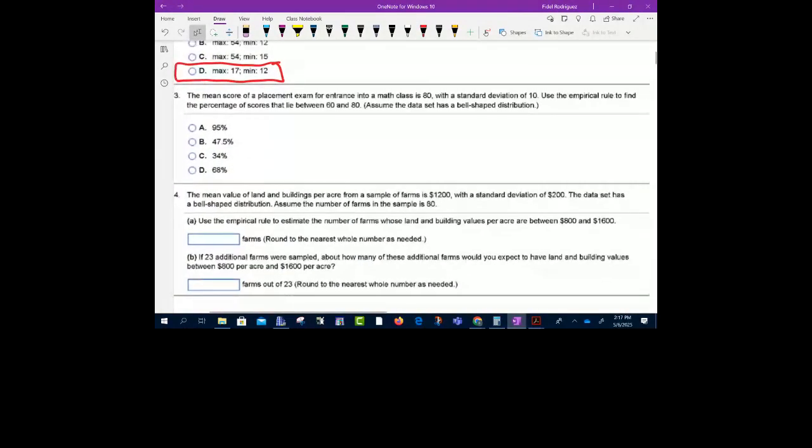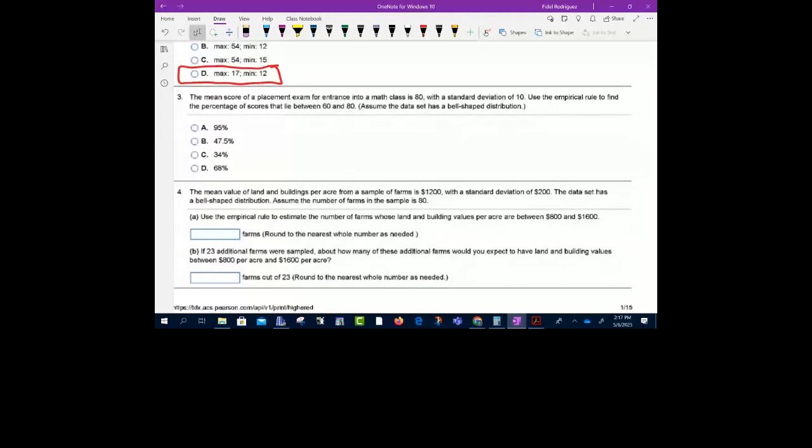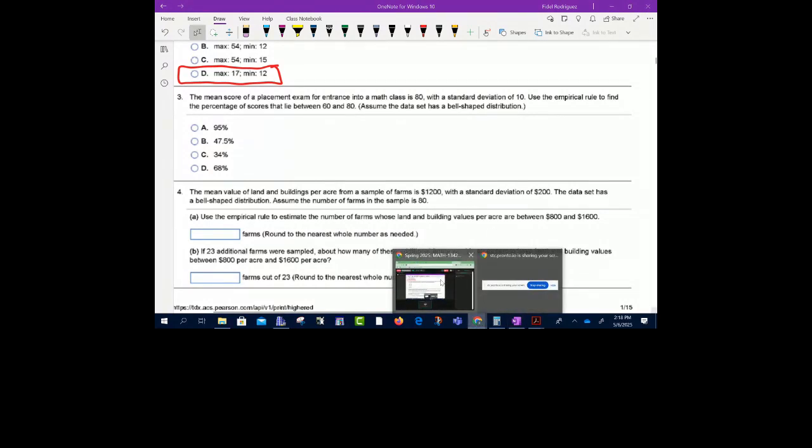So y'all, just to give you a heads up, when I'm getting to question number 3, it says, a mean score of a placement exam for an entrance into a math class is 80 with a standard deviation of 10. Use the empirical rule to find the percentage of scores between 60 and 80. Okay, so y'all, they're asking me to use the empirical rule. What I'm going to do here, my friends, I'm coming back to my week 15 document. I'm going to click on my formula sheet for test one. If you still have it, y'all, you can use it.